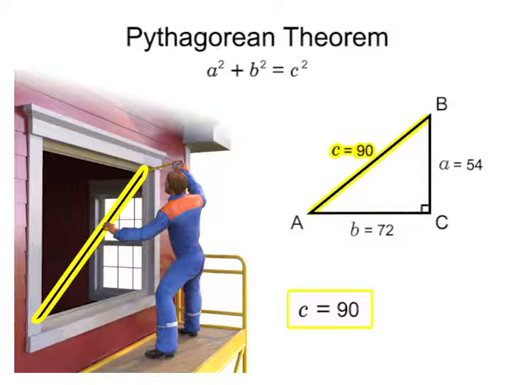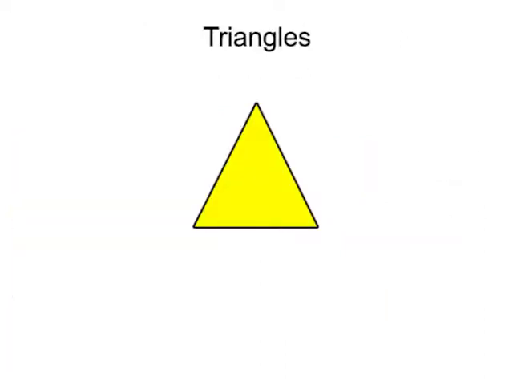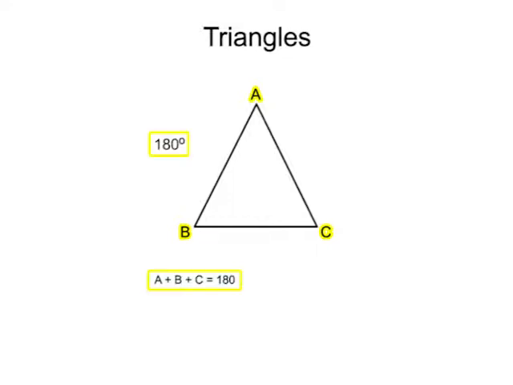In addition to the Pythagorean theorem, triangles have several more unique characteristics that are useful in everyday math. For instance, the three angles of a triangle will always add up to 180 degrees. So, if two of the angles are known, it's easy to calculate the third angle.